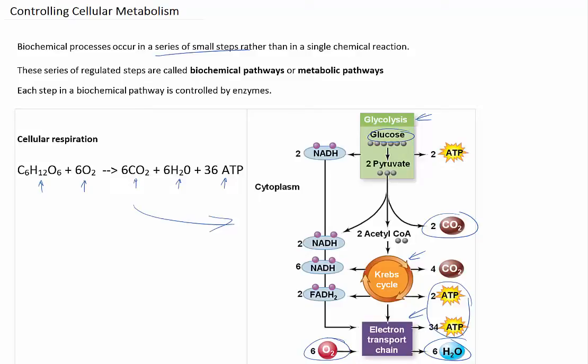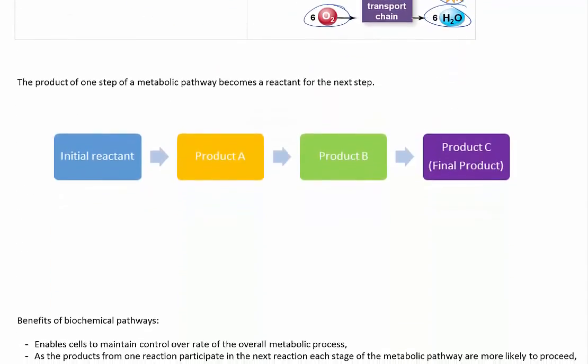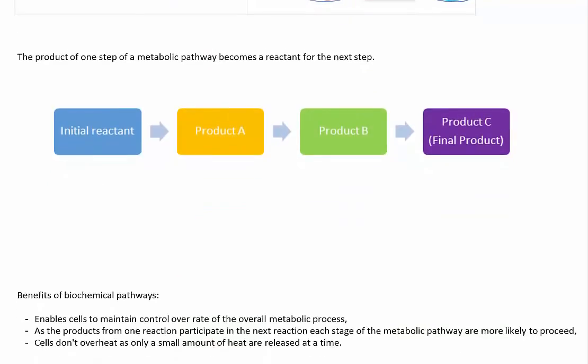These series of regulated steps are called biochemical pathways or metabolic pathways. And there's a simpler way to look at it. So if you were to just look at a simplified version of any particular metabolic pathway, what you'll find is that you can take an initial reactant and it requires an enzyme to change that into a product. Let's just say product A in this particular case.